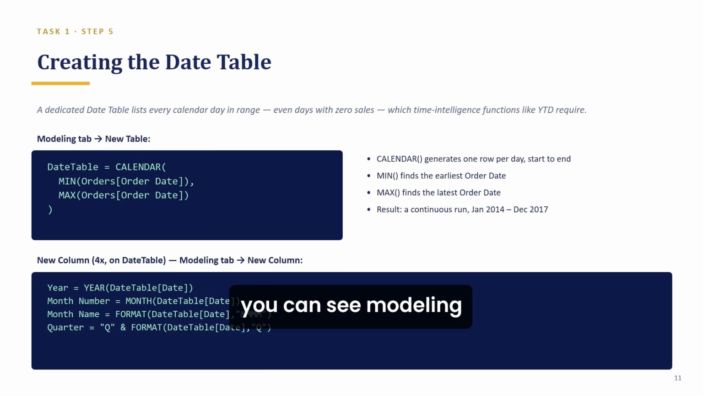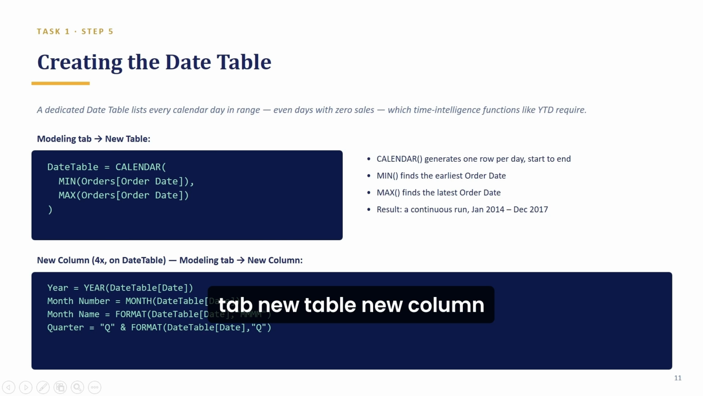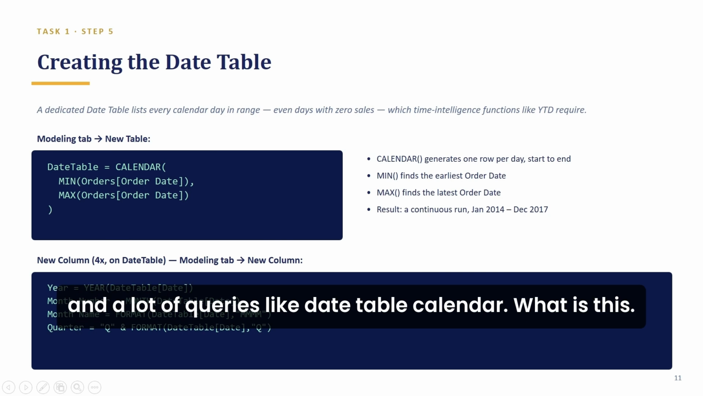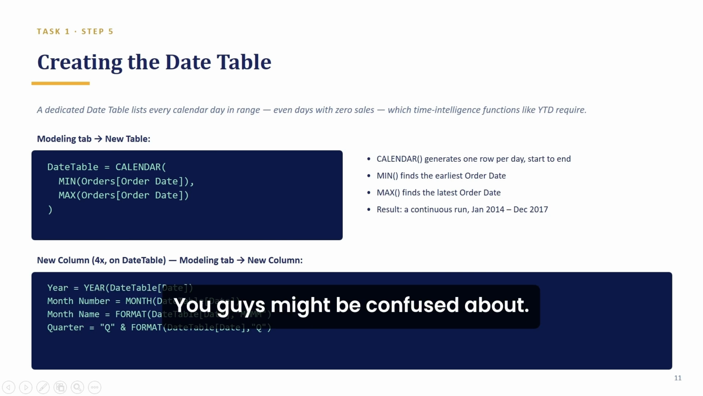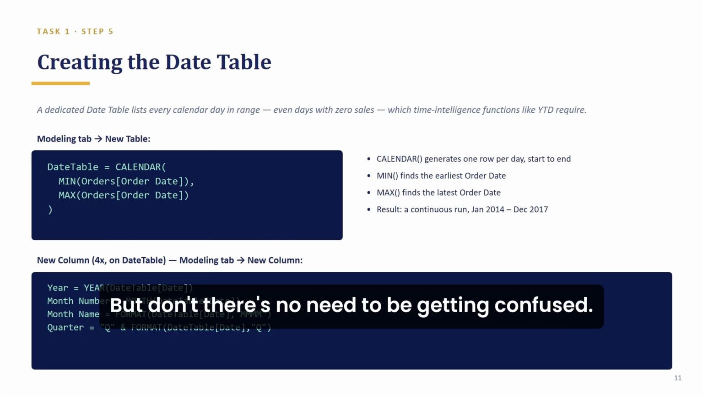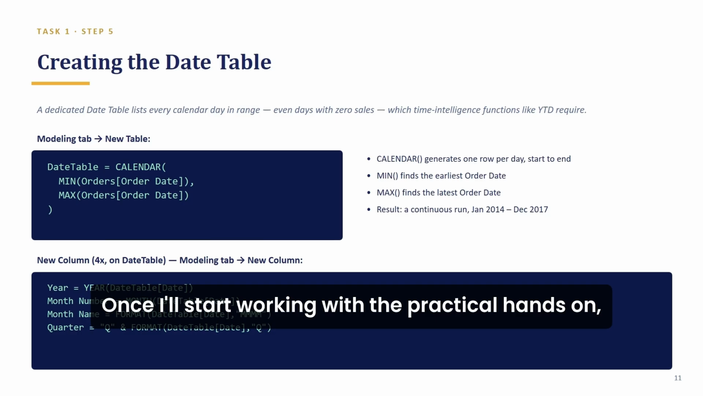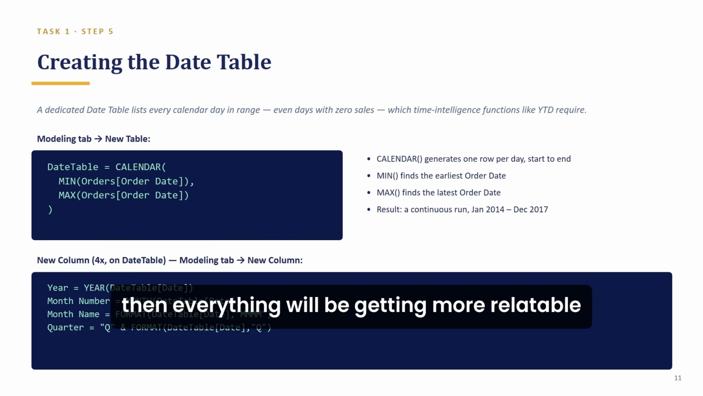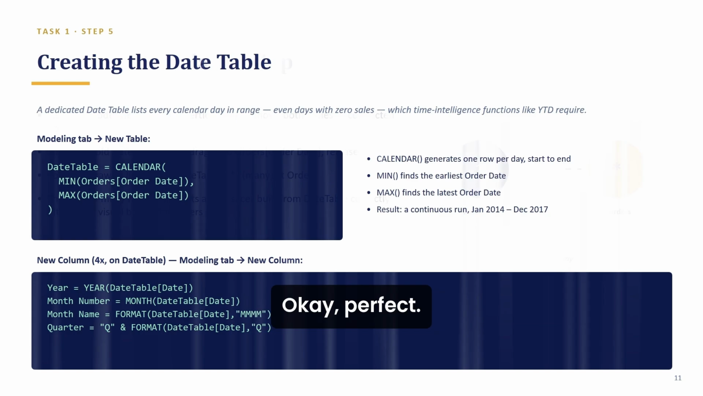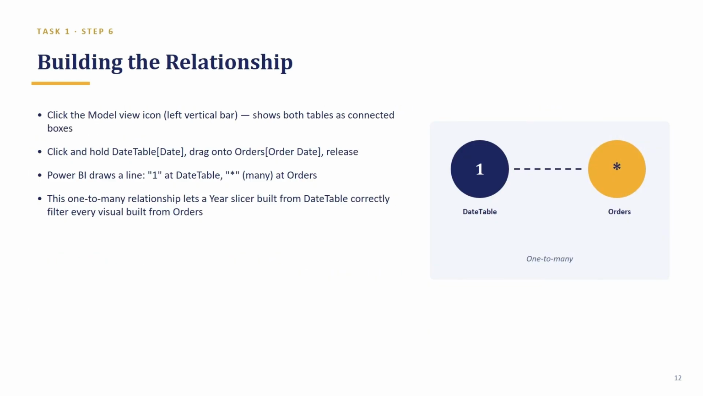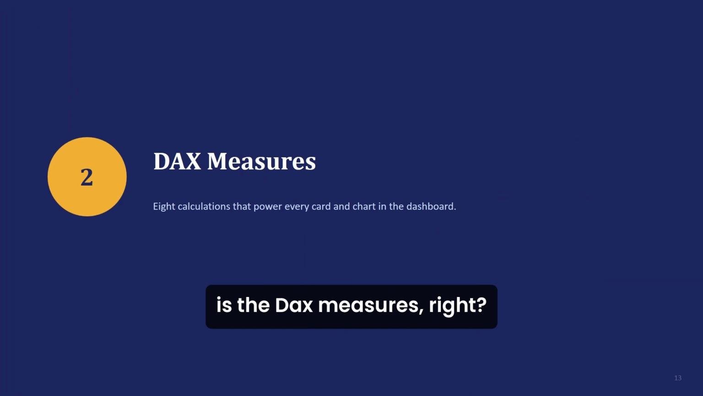You can see modeling tab, new table, new column, and a lot of queries like day table, calendar. What is this? You guys might be confused about, but there's no need to be getting confused. Once I'll start working with the practical hands-on, then everything will be getting more relatable and clearer to you. Okay, perfect. Now, the second is the DAX measures, right?